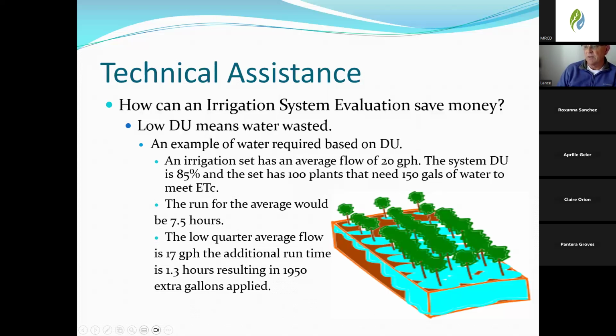So that would be the situation where you have a pretty uniform system, industry standard. You've got 20 gallon per hour sprinklers. You need to apply 150 gallons of water.